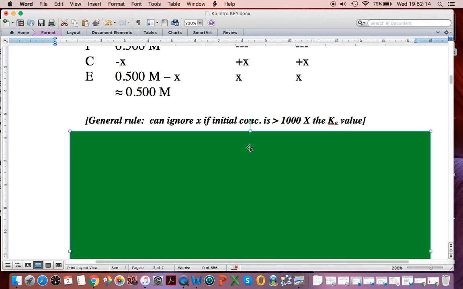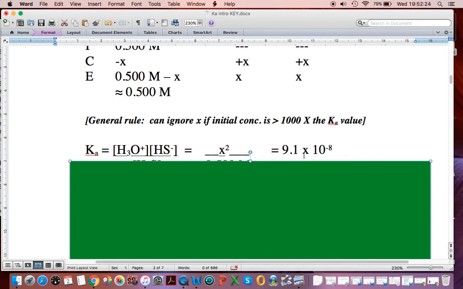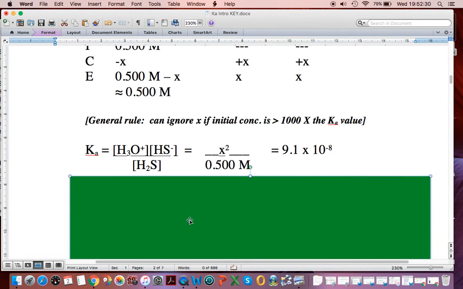General rule here, and I believe another general rule is given another location, but the same basic effect: if the initial concentration is more than 1,000 times the Ka value, typically we can ignore the value of x in calculating our concentration of the acid. So we have our Ka expression, x squared over 0.500, equals 9.1 times 10 to the minus 8.